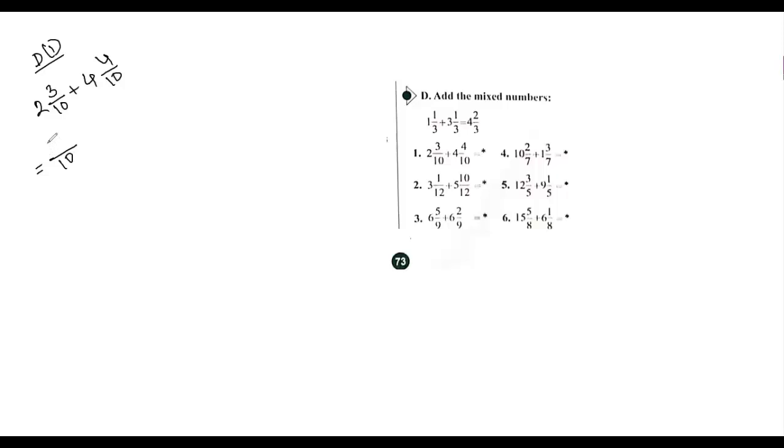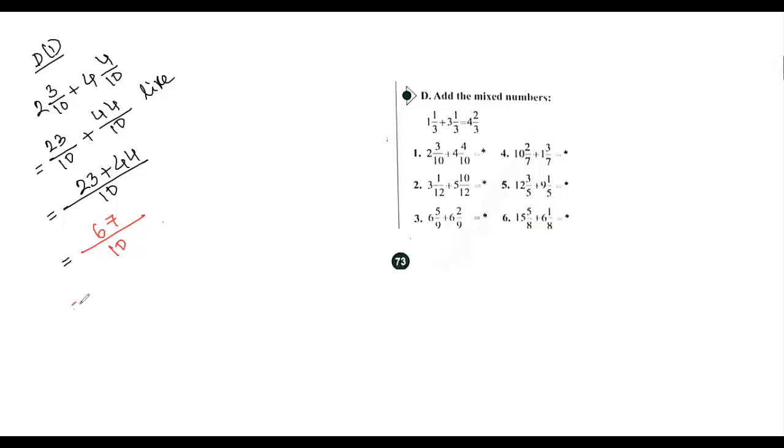So 10 2s are 20 plus 3, 23, plus 10 4s are 40 plus 4, 44. Now we see that both denominators are the same, that means these fractions are called like fractions. Then our job is just to add the numerators. So 23 plus 44. If we add 23 and 44, then what will happen? 4 plus 3, 7, 2 plus 4, 6.